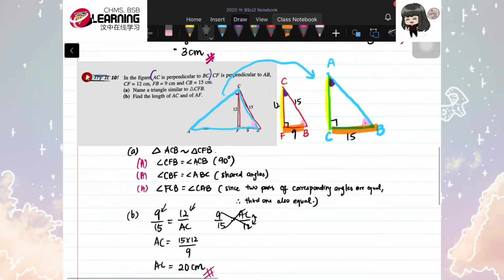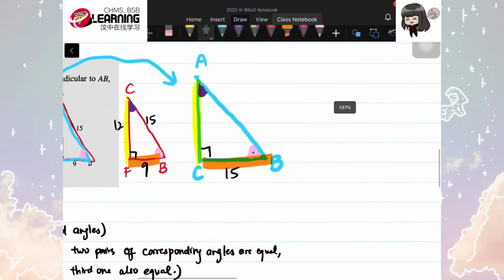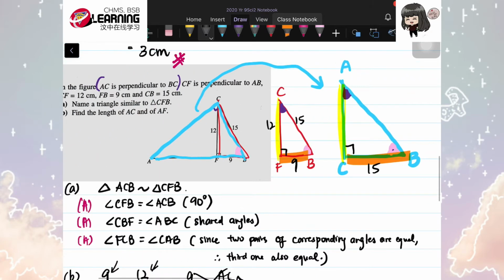Okay, so that's for AC. So now let's look at AF. Okay, AF, let's look at the two diagram here. Is there any AF given? No. Okay, look back at the original triangle. Okay, here. So our AF is here.